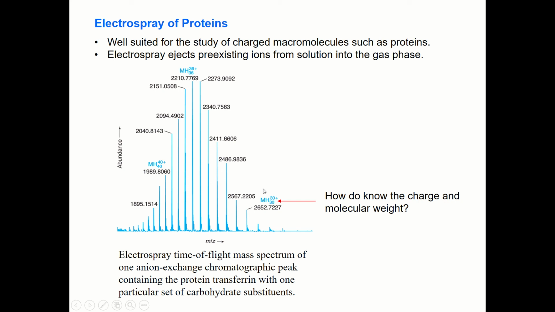Let's look at this. For example, this peak has a mass to charge ratio of 2652.7, and its charge is 30 plus, very high. This one has a charge of 36 plus, and this one is plus 40. These are multiply charged species.